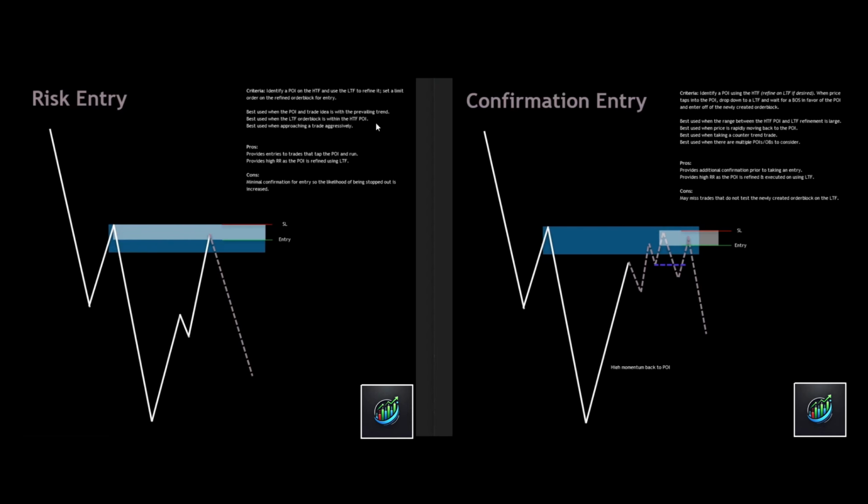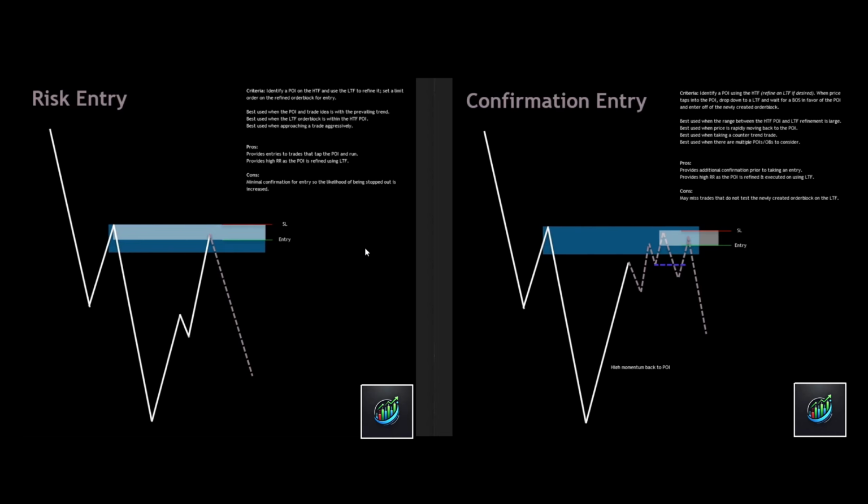While it doesn't provide as much confirmation, it does allow for an aggressive entry and provides a quick entry when you either are not able to be on the screens or if confirmation is just simply not available. So the criteria for this is you're identifying a point of interest on the higher time frame and using the lower time frame to refine that point of interest. Set a limit order on the refined order block for your entry. So an example would be using a 1 hour point of interest, refining that point of interest down to a 15-minute, setting a limit order on that 15-minute order block and waiting for price to tag you and then continue.